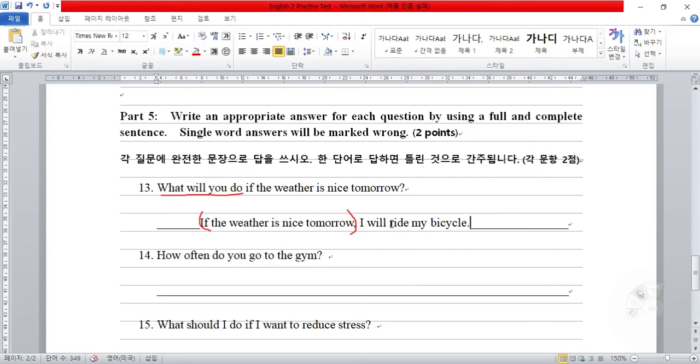So what are you going to do? What will you do? I will ride my bicycle. Again, if you don't want to put this if clause in the sentence, that's fine, no use repeating it. What will you do if the weather is nice tomorrow? I will ride my bicycle. Good. That's a good answer, and you can use that for your test.